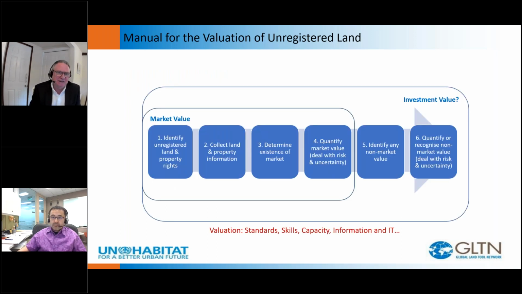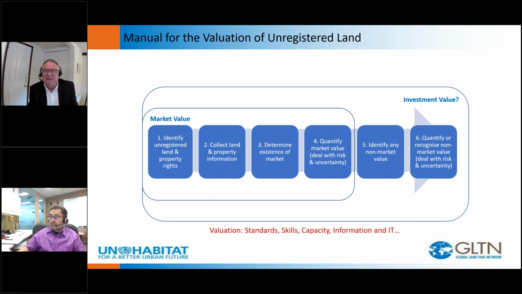That's just a diagrammatic process which looks at what market value is. Particularly where we're talking about unregistered land and property rights, market value would go through the process of identifying unregistered land and the rights, collecting land and property information, determining whether a market exists or not, and then quantifying market value. So we would be able to look at the risk and the uncertainty associated with the continued enjoyment of the asset by the individual that has current ownership.